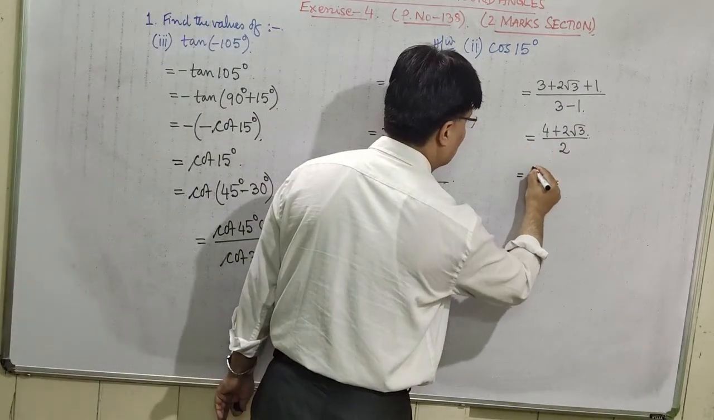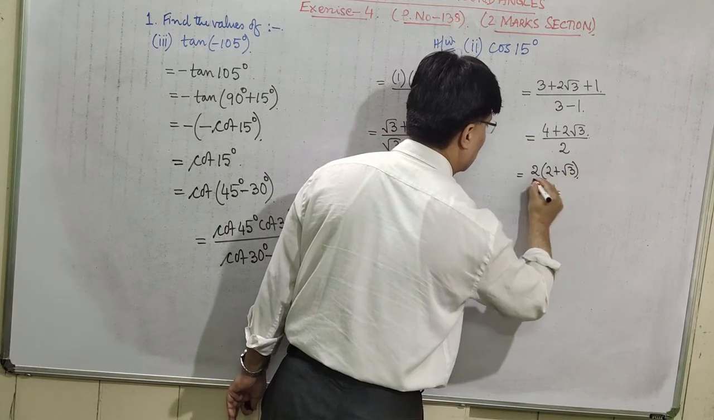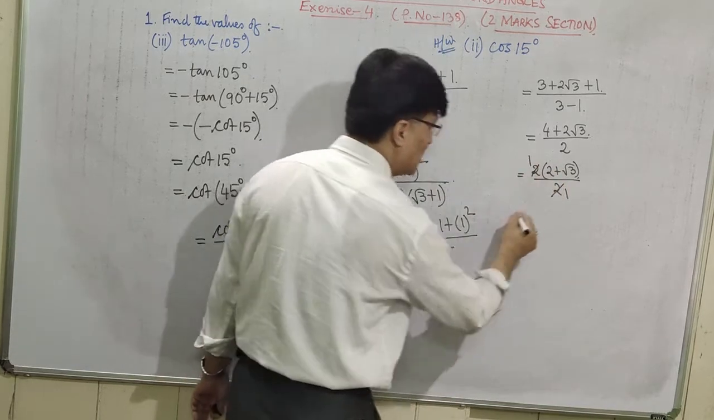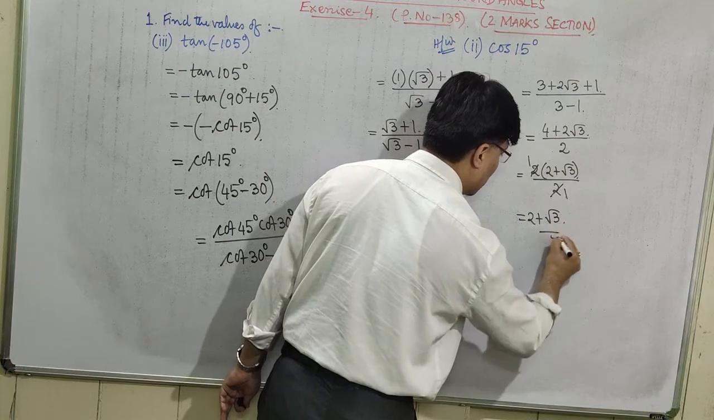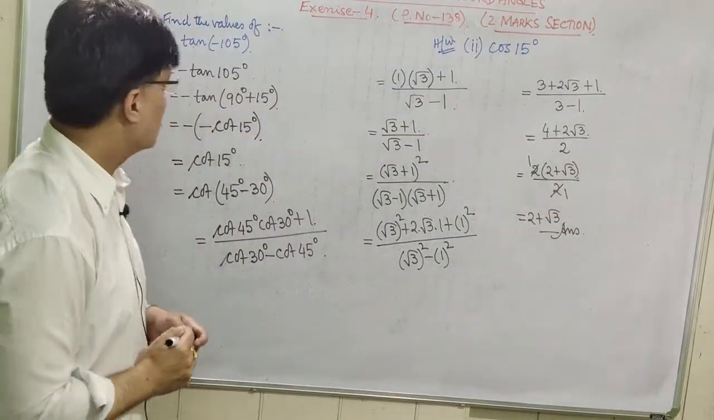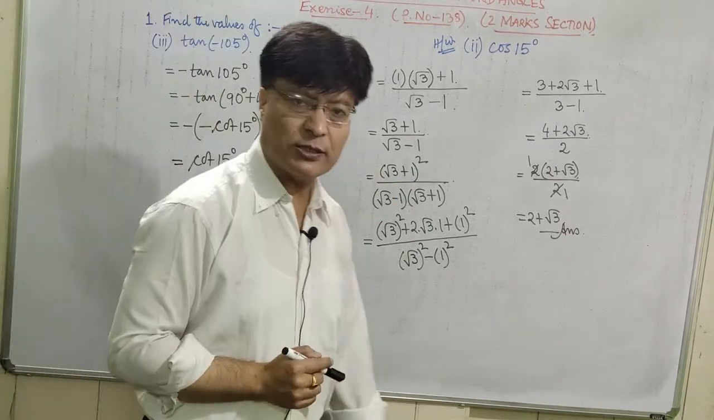So which is equal to, 2 is common here. So it is 2 plus root 3 divided by 2. So here this 2 will be cancelled. So which is equal to 2 plus root 3. So this is the final answer. So what is the value for tan of minus 105 degree? It is 2 plus root 3.